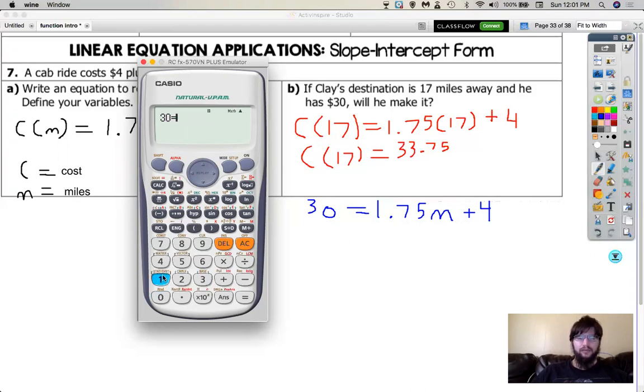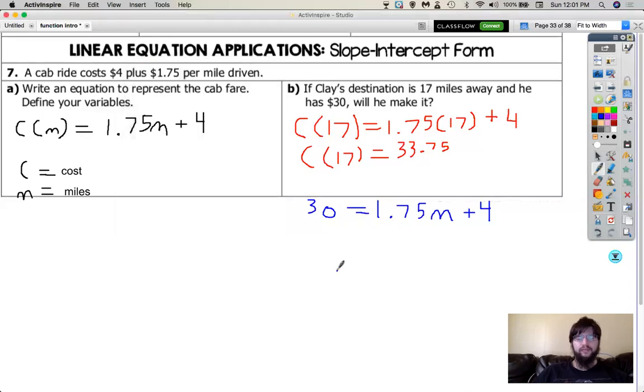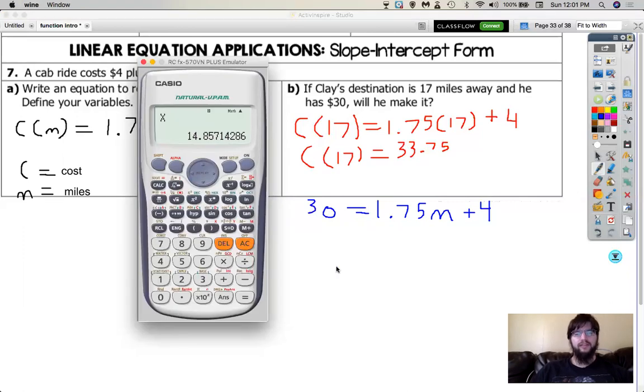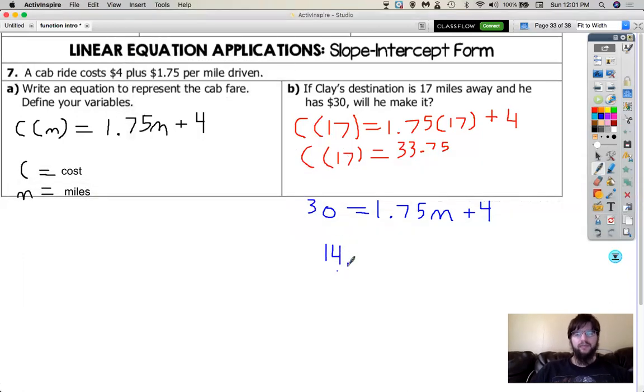30 equals 1.75, and we have to plug in x for our variable always. Don't try and plug in anything other than x for your variable in the calculator. Shift calc equals x is that. Let's convert that. Okay, well, it makes more sense to deal with decimals here. 14.86. But really, how far can you go? You can go no less than 15 miles. Can't get there. Sorry, dude.